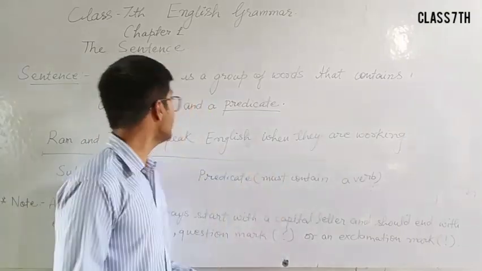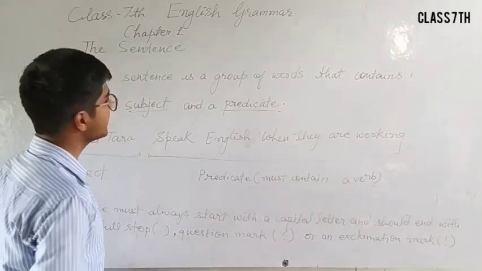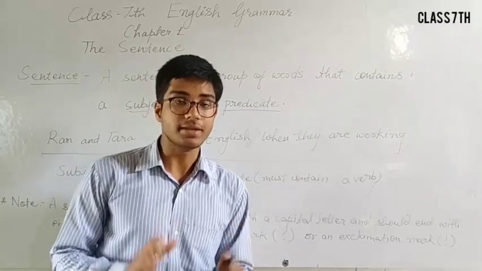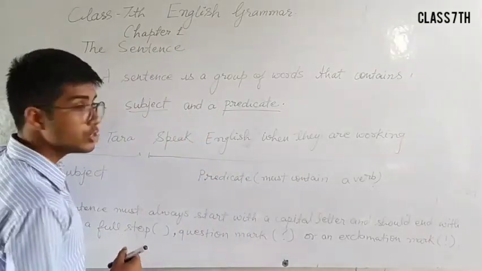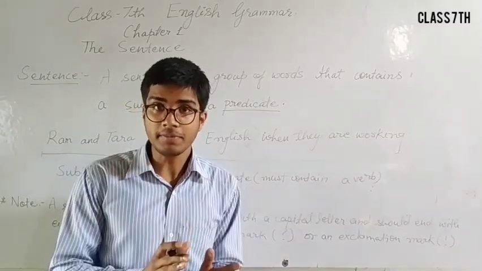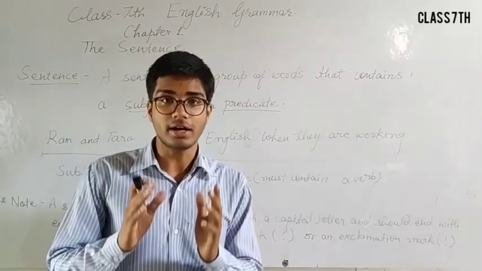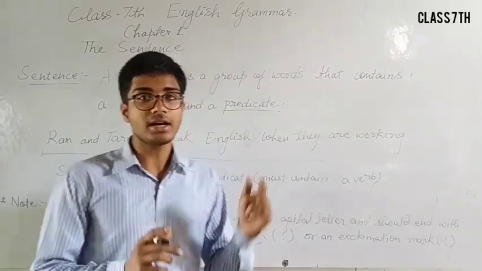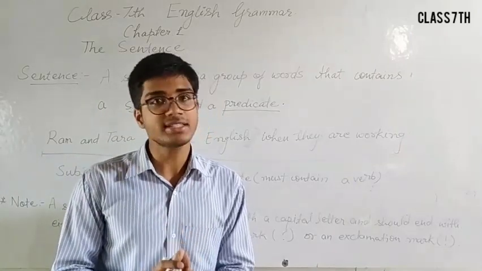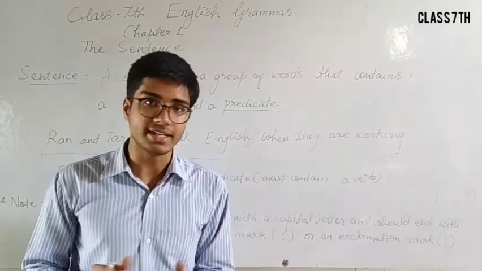Then we come to the definition of the sentence, which says a sentence is a group of words that contains a subject and a predicate. A sentence should have at least a verb and a subject, which could be a noun or a pronoun. Only then will the group of words be called a sentence. Otherwise, it would be meaningless to say that the group of words is a sentence.